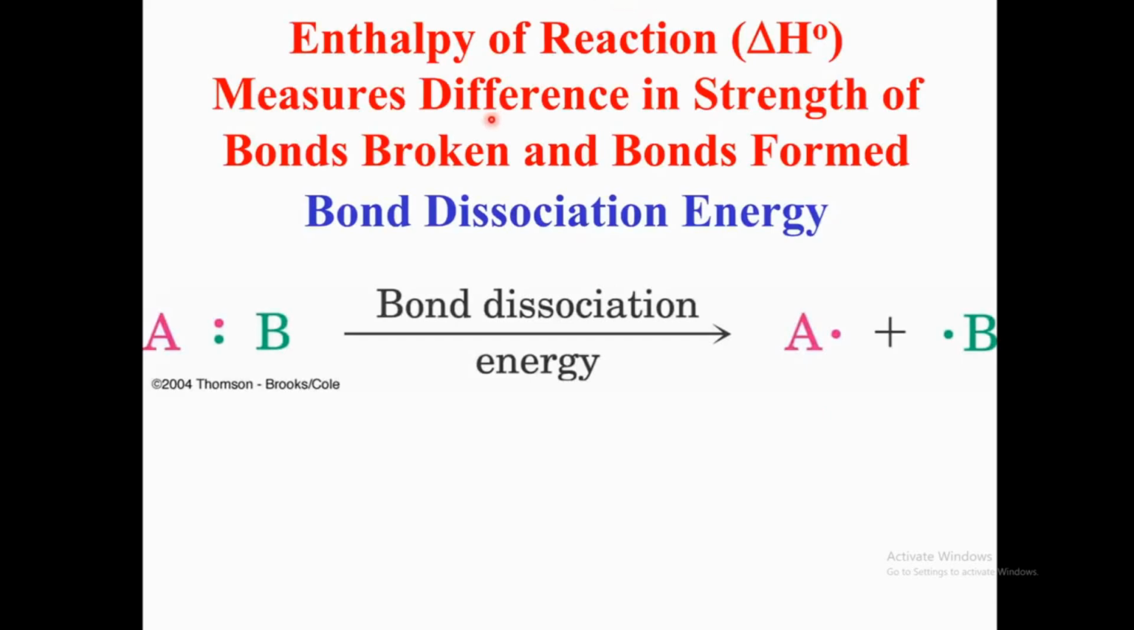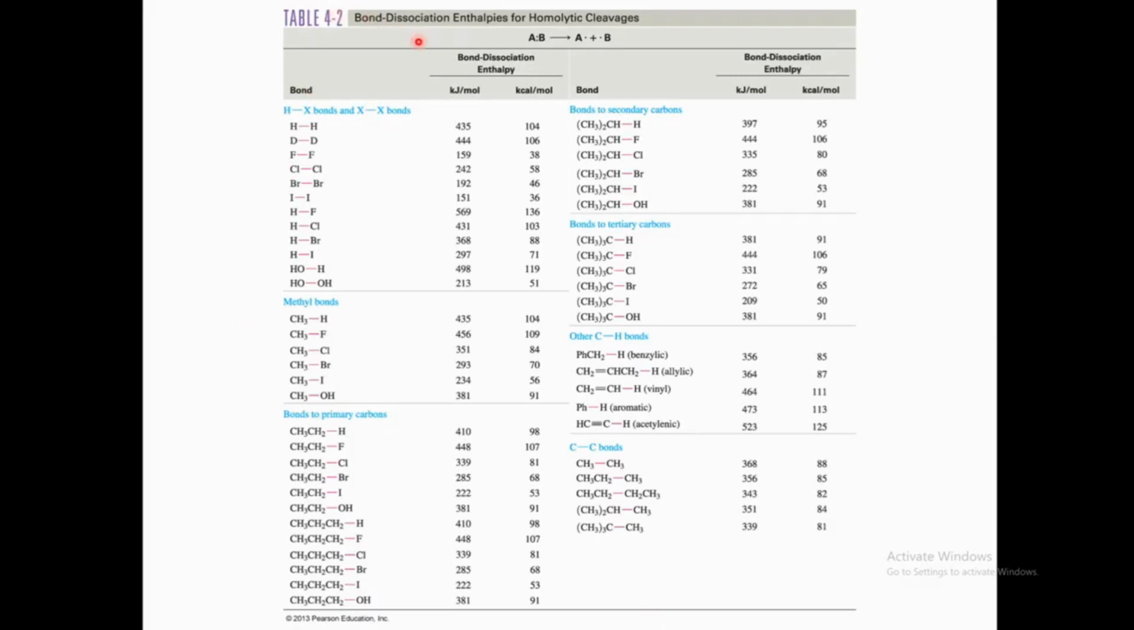Enthalpy of reaction, delta H, measures the difference in the strength of bonds broken and bonds formed. Bond dissociation energy: this is a bond that is formed between two atoms, A and B. Bond dissociation energy is required to dissociate the bond and generate the free radicals. Here is the table that will guide you to the bond dissociation enthalpies and homolytic cleavage. I would like you to have a look at this table. I will wait and you can note it down. As you can see, this is the detailed data on bond lengths and bond dissociation energies.